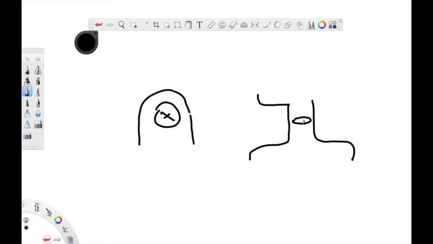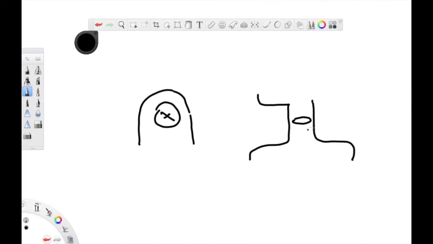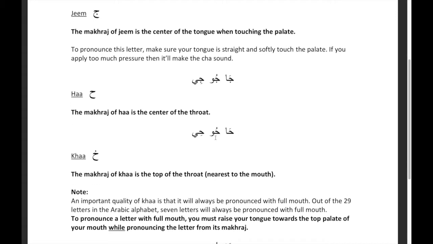So your ha will be pronounced here. If you put your finger here, you should be able to feel it. Try closing your eyes, put your fingers there, and visualize that you're actually pronouncing from this part of your throat. Ha, ha, ha. You will have to put some pressure and flex these muscles right here in the middle. This is pronounced ha, hu, hi.